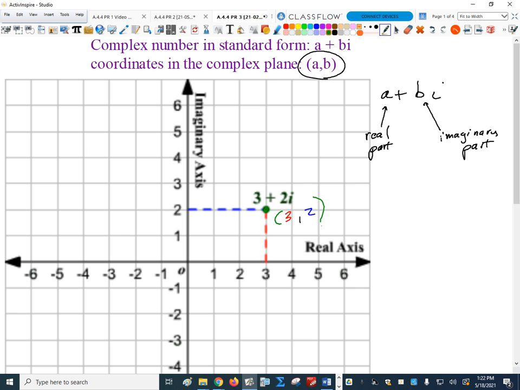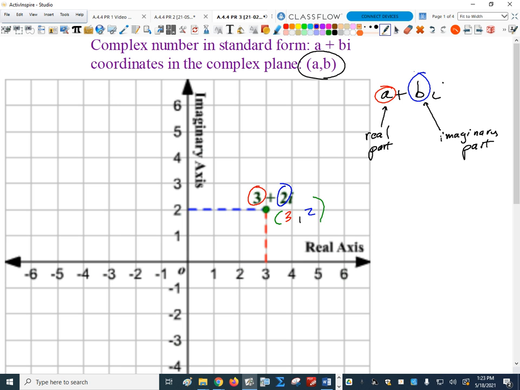Okay, the real part is 3 and the imaginary part is 2. Okay, make sense? And so you'd get, obviously, I don't want to spend too much time on this. I mean, it's pretty straightforward.